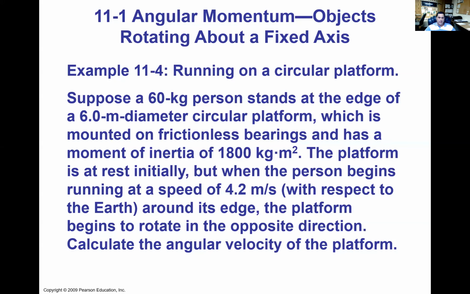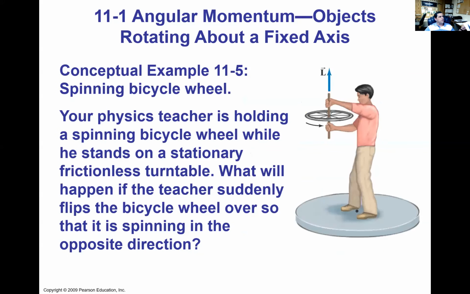Go back over to the PowerPoint here. And if we look at a conceptual example, let's say we have this equipment in the lab, but I'm not in the lab, so I'm just going to describe what happens. Let's say we have this spinning bicycle wheel that has the 2 axes, and I stand on a stationary turntable. And we're going to assume the turntable is frictionless.